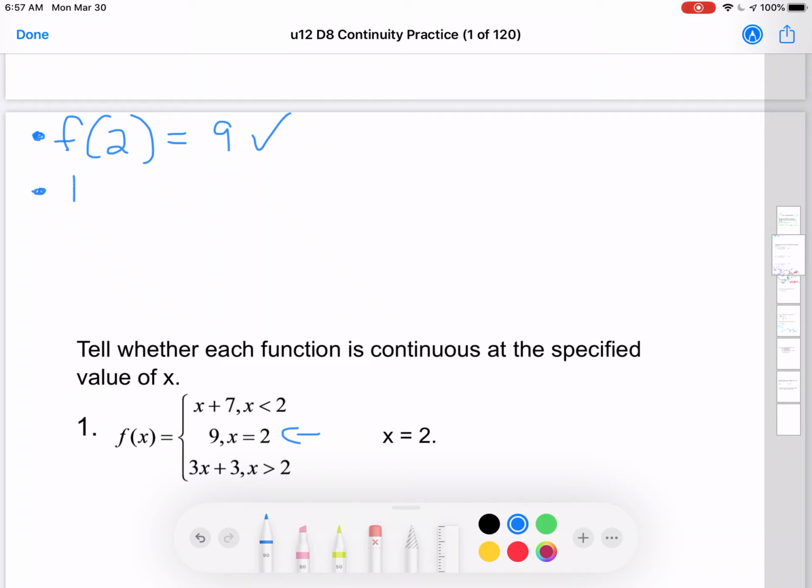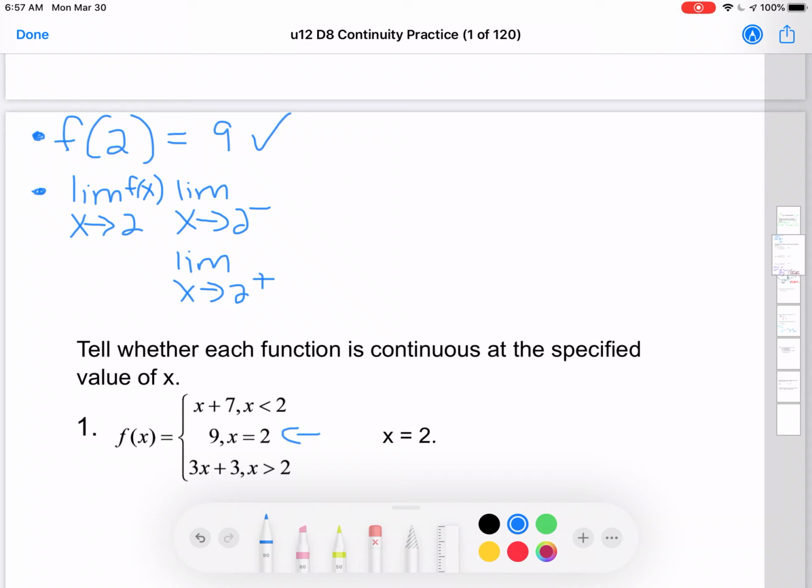Next, let's find the limit as x approaches 2. So piecewise function, we have to approach from both sides. So limit as x approaches 2 from the left. Limit as x approaches 2 from the right. You can throw the f of x in there. I didn't put it.